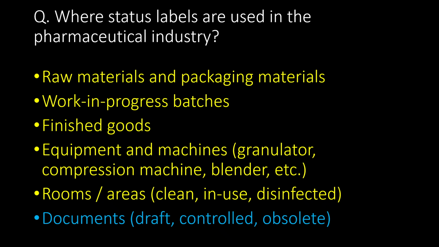Where are status labels used in the pharmaceutical industry? Status labels are used for raw materials and packaging materials, work in progress batches, finished goods, equipment and machines, for example granulator, compression machines, blender, etc. Rooms or areas for indicating clean, in use, or disinfected status, and for documents also as draft, controlled, and obsolete.